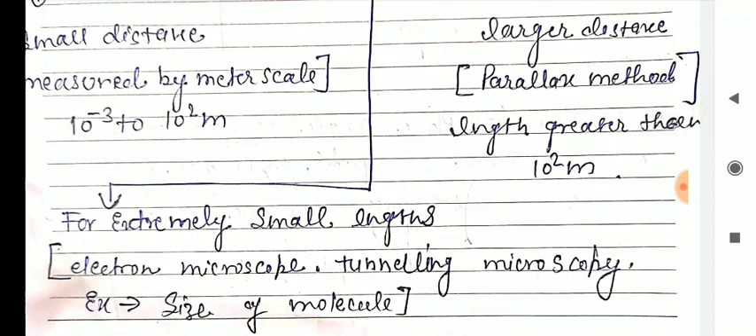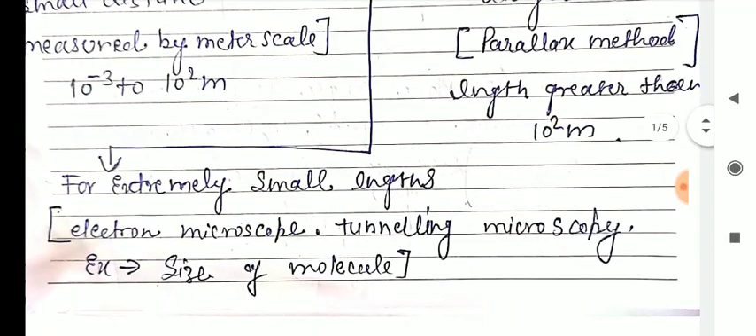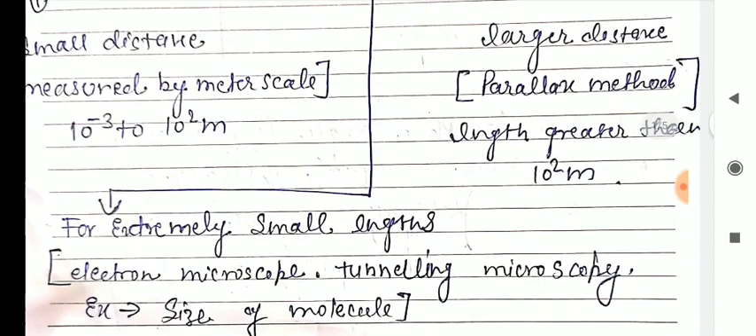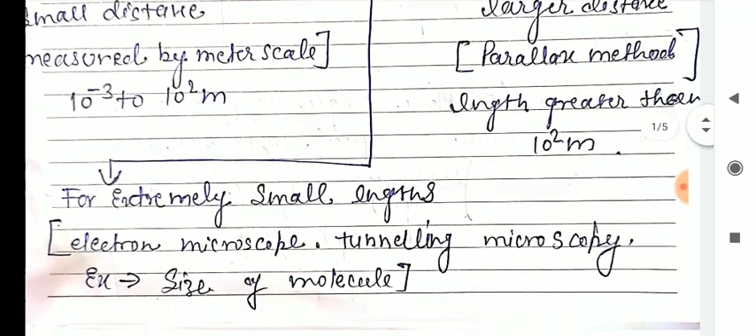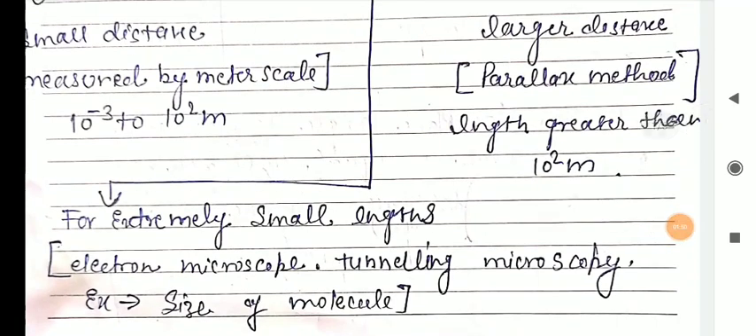After that, we have large distances. That means if we want to calculate planetary distances, how can we calculate them? To calculate large or planetary distances, we have some direct or indirect methods. For example, in class 10th, we have the height and distance method, which also calculates large distances. After that, we add the next method, which is defined as the parallax method.